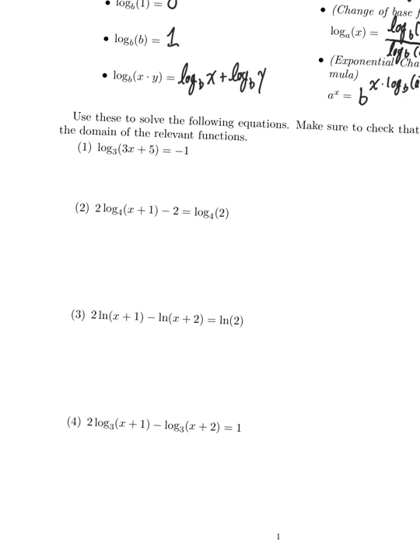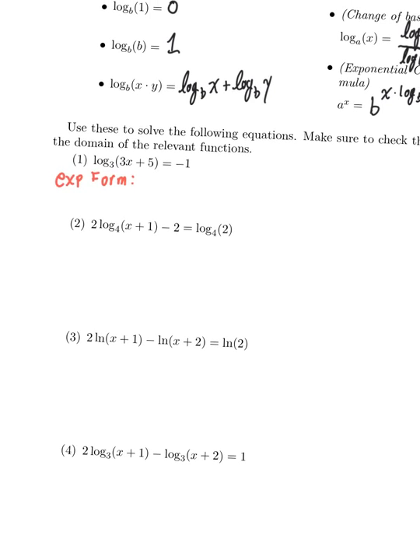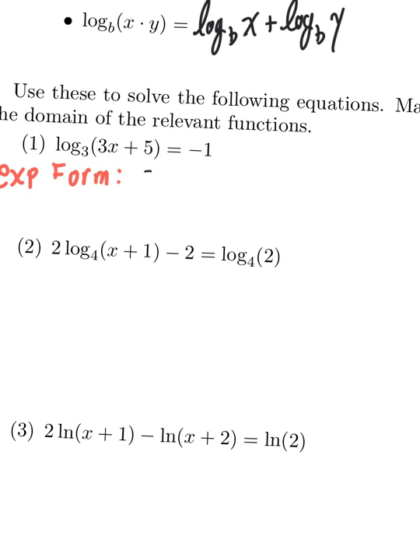If I rewrite it in exponential form, I'll get 3x plus 5 is equal to 3 to the power negative 1. You could rewrite that 3 to the negative 1 as 1/3. In fact, why not? I will. That is now a linear equation. I know how to solve linear equations. I just need to subtract 5 over to the other side, and then divide by 3.